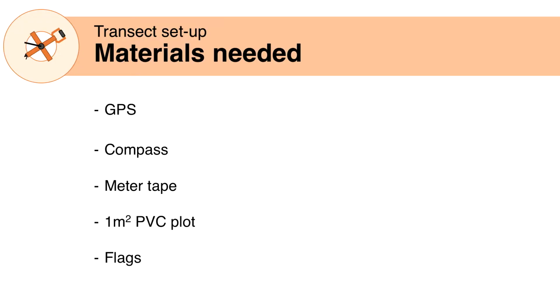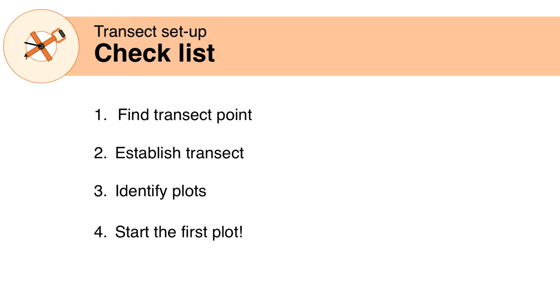All right, so let's walk through how to set up the transect. Here's the overview of the materials that you'll need: your GPS unit, a compass, a meter tape, the meter squared PVC plot, and some flags. Big picture, here's kind of the checklist for how we're going to do this transect setup. Find the transect point, establish the transect, identify the plots, and then you'll be ready to get started on your first plot.